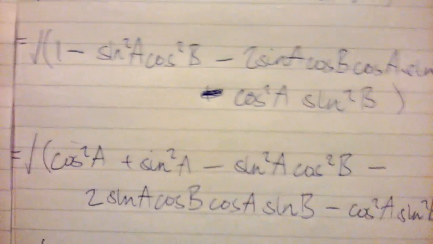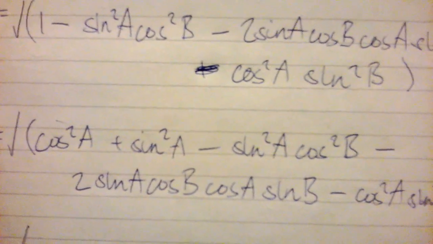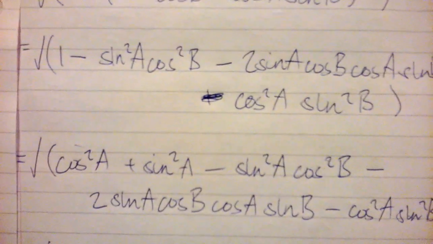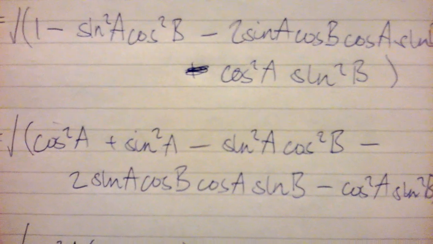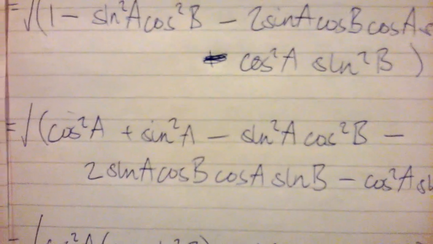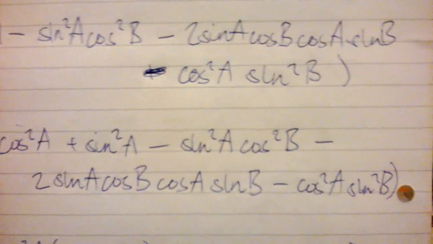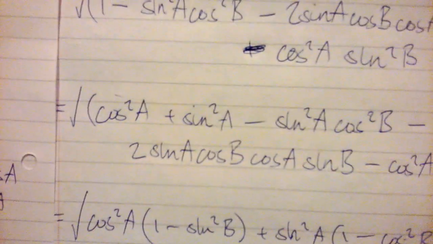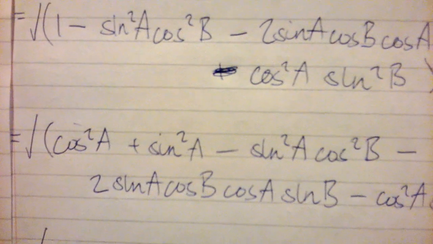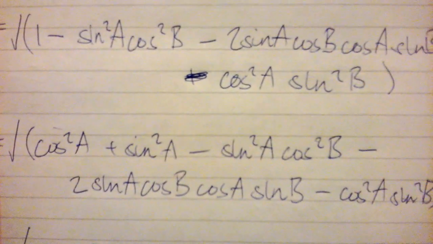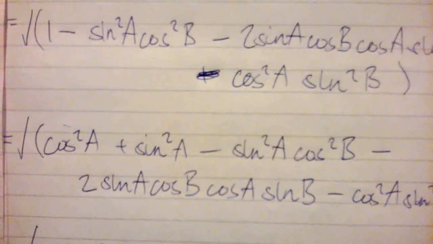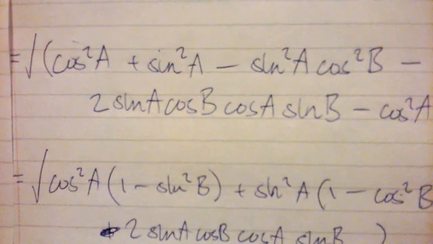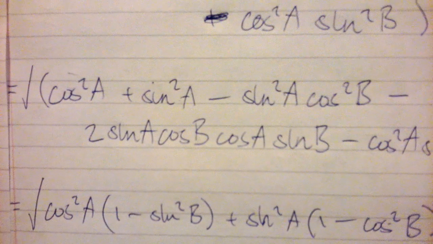And then the 1 at the beginning, if we rewrite that as cos squared a plus sin squared a, then we just have the original terms that we subtract: sin squared a cos squared b, minus 2 sin a cos b cos a sin b, minus cos squared a sin squared b, as we had from last time. So first of all, we take the cos squared a and group all the cos squared a's together. I've got cos squared a on its own, and then minus the cos squared a sin squared b. So that's the same as cos squared a times (1 minus sin squared b).